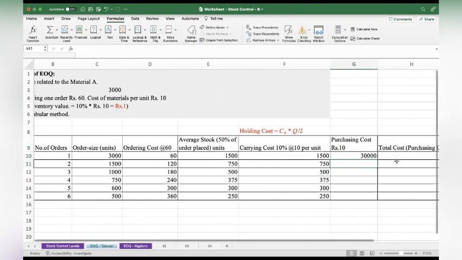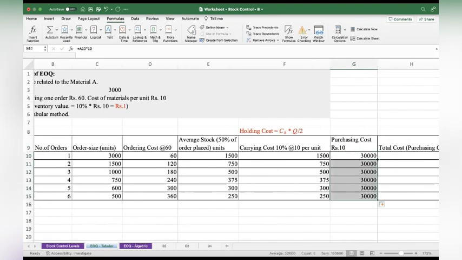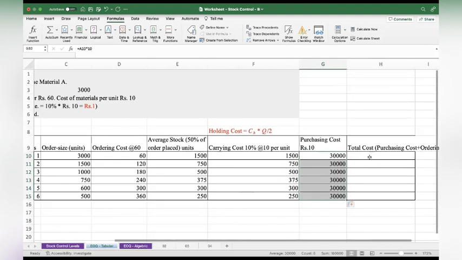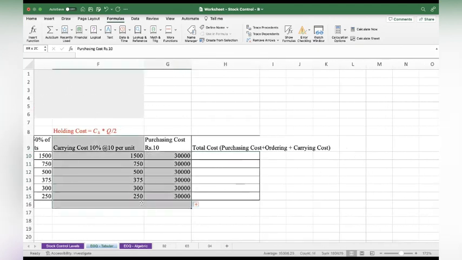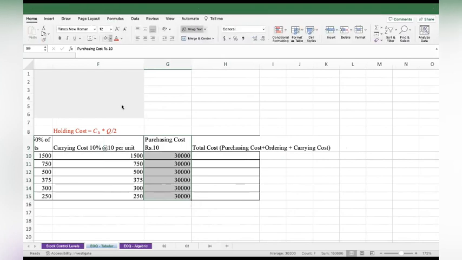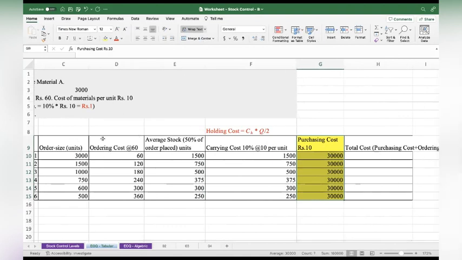It won't change because each year we are ordering 3,000 units. Unit price per unit we are paying 10 rupees. Clear? Then total cost. What is total cost? Purchasing cost plus ordering cost plus holding or carrying cost. The summation of these three will be the total cost.